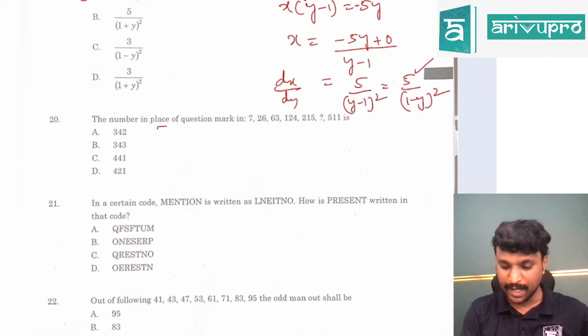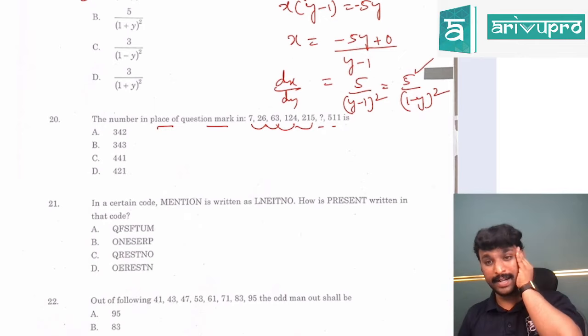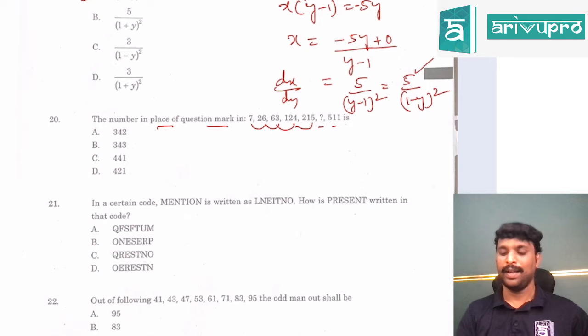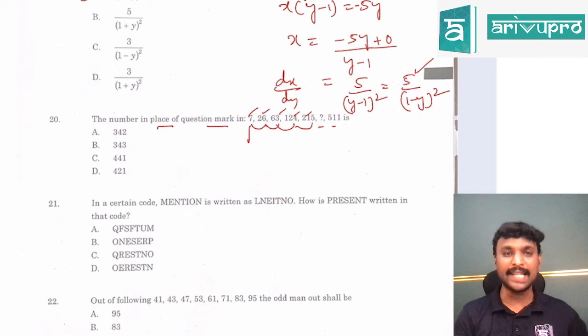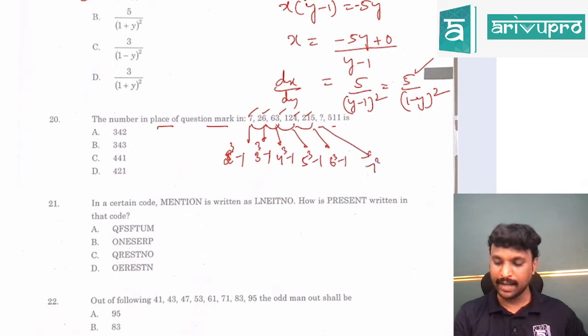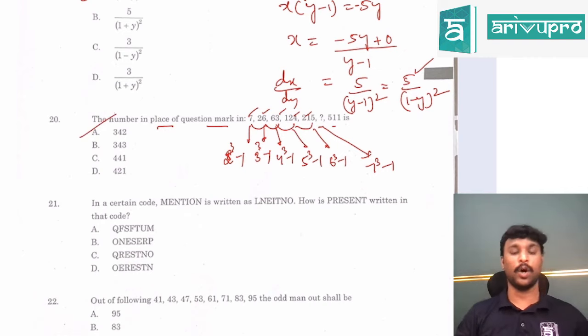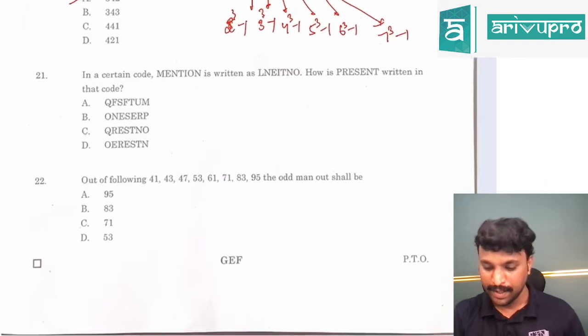Look at the next question. The number in place of the question mark: 7, 26, 63, 124, 215, question mark, 511. It is a question on a number series. These numbers are very close to perfect cubes. So 7 is 2 cube minus 1, 8 minus 1 is 7, this is 3 cube minus 1, 63 is 4 cube minus 1, 124 is 5 cube minus 1, this is 6 cube minus 1. Definitely the next number should be 7 cube minus 1. What is 7 cube? 343, and 343 minus 1 is 342. So option A is the right answer. Is that clear? So let's move on to the next question.